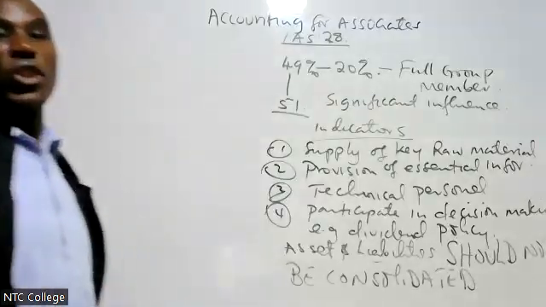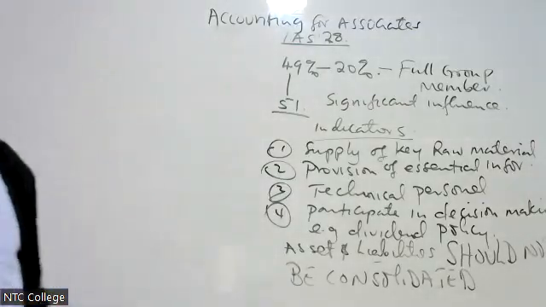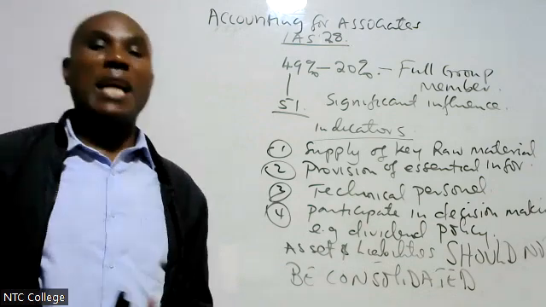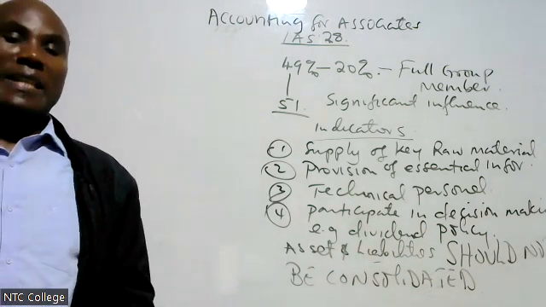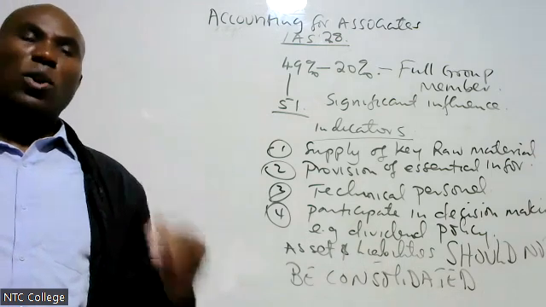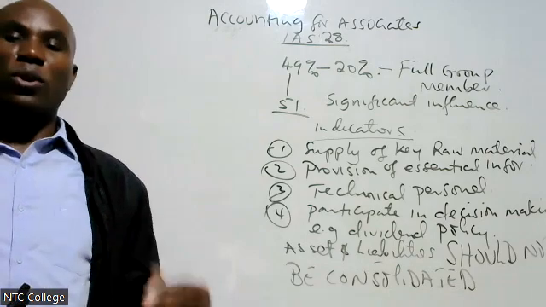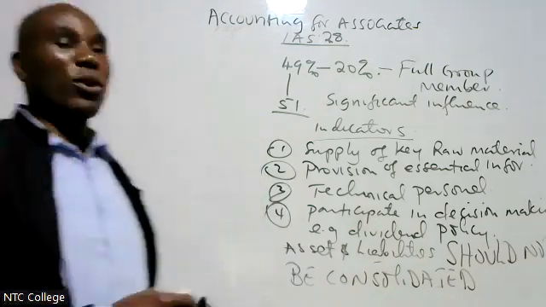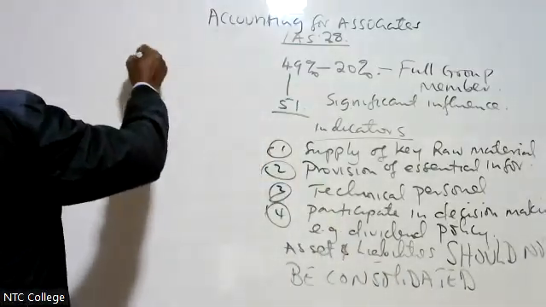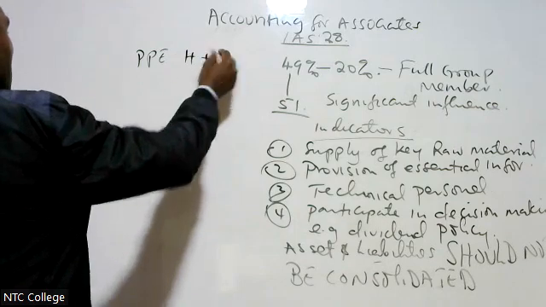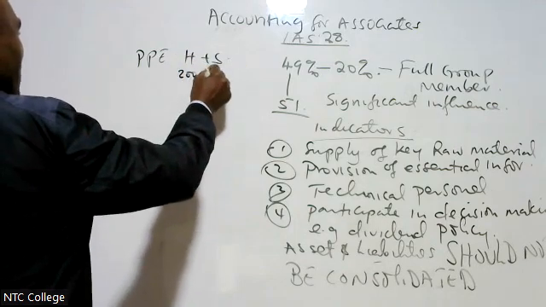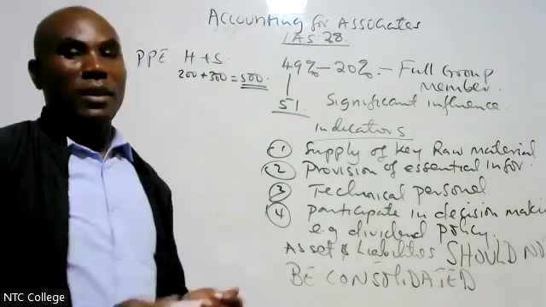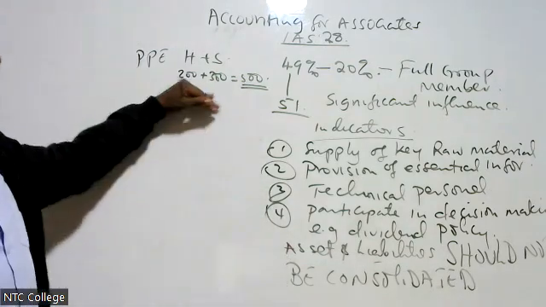Remember, the lecturer is writing in bold that assets and liabilities should not be consolidated. Because an associate is not a full group member, we are just minority shareholders there, so we do not consolidate assets and liabilities. The way we consolidate a subsidiary, for example PPE, we take H plus S. If H is 200 and S is 300, the total is 500. Assets and liabilities of this associate should not be consolidated.